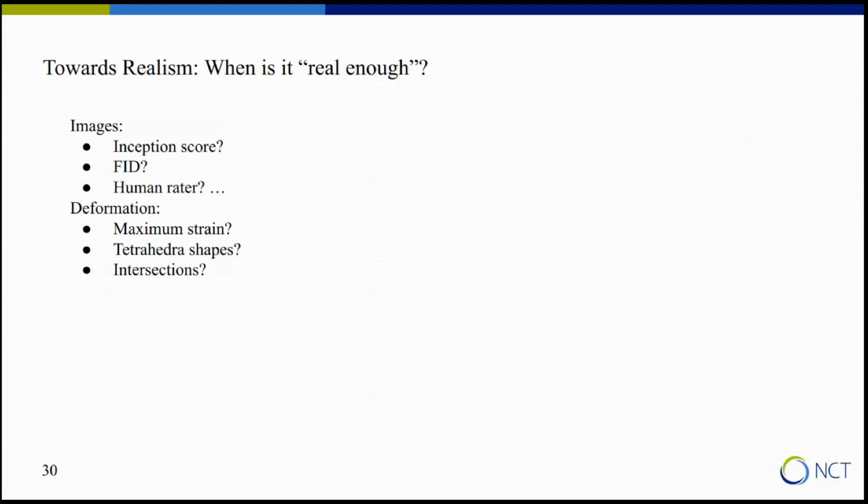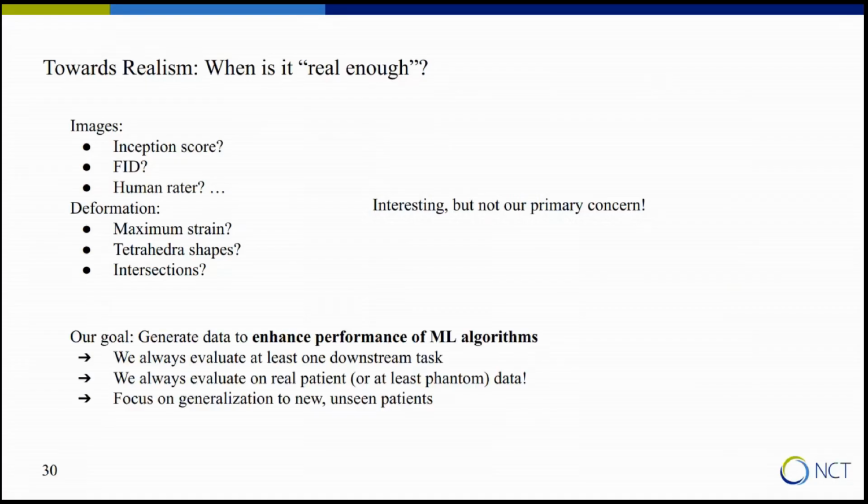Many of them are trained on natural images, so it's a bit difficult to translate to our domain, but it works. But the problem is this is not really interesting for us, right? We use these measures while generating data in order to see improvement. But in the end, what we're really interested in is enhancing our machine learning algorithms. So that's a big focus of ours. We always demonstrate that using the synthetic data improves some sort of downstream task.